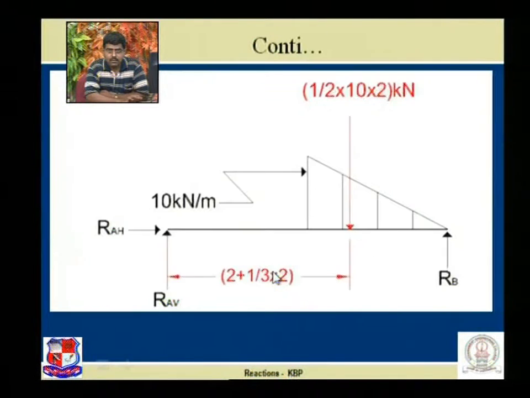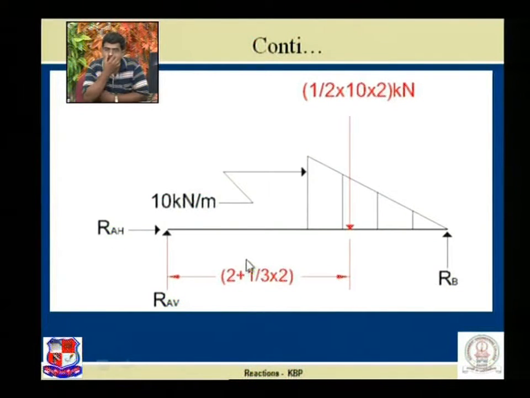First, the modified figure, modified in the sense free body diagram, with support reactions RAH and RAV, and here RB is the reaction. This is the conversion of the equivalent point load of the UVL. UVL is of 10 kilonewton per meter acting over a length of 2 meter. So the area of the triangle, that is half into 10 into 2, acts at the CG. The distance of the CG is 1/3 of 2 meter. So the total distance from A is 2 plus 1/3 of 2.